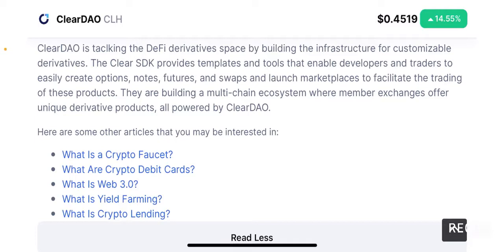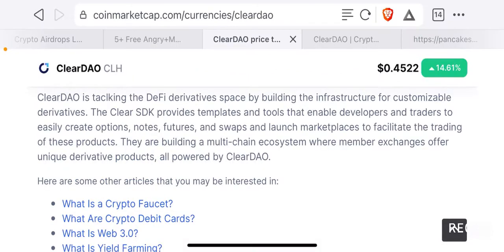They are building a multi-chain ecosystem where member exchanges, all powered by ClearDAO, have unique derivative products listed on them, right? So these are some of the cool advantages of ClearDAO and how they intend to change the way derivatives are customized. So let's go to their website itself, which is cleardao.com, and if you see, they have a pretty simple website.